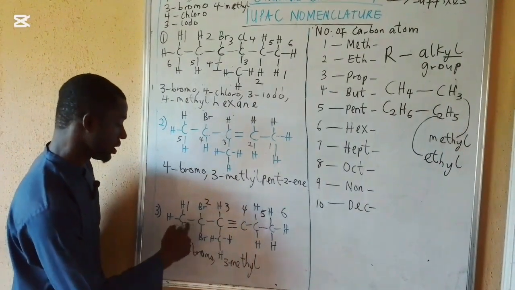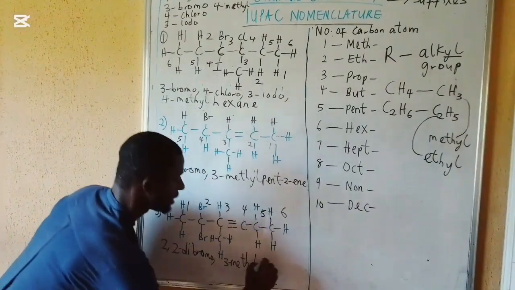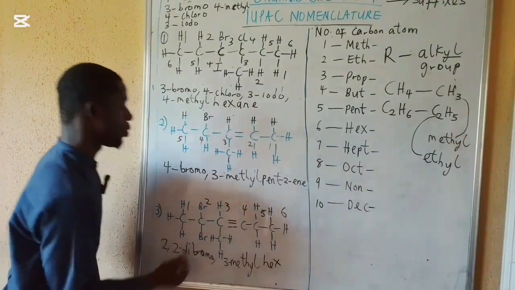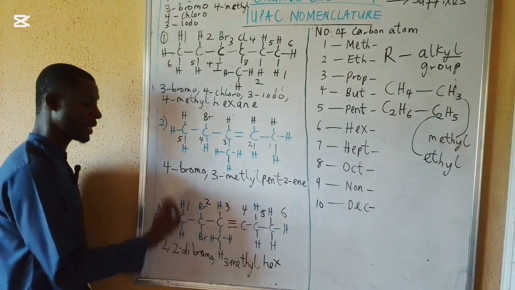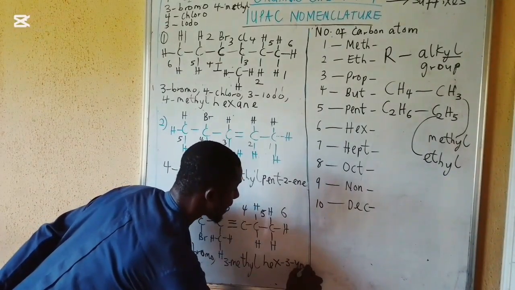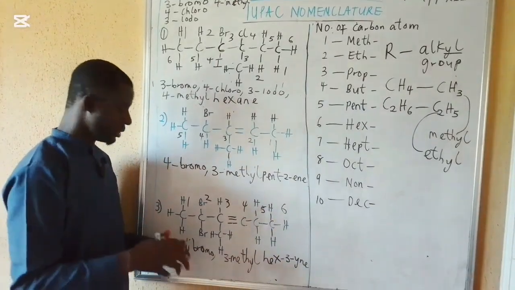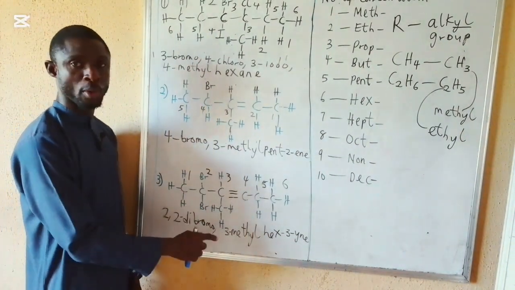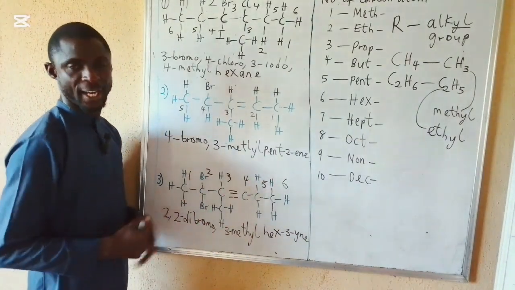My root is hex, 1, 2, 3, 4, 5, 6. Then I'm going to show where my functional group is attached. It's attached to carbon number 3. Hex-3-yne. So the correct naming of this structure is 2,2-dibromo-3-methylhex-3-yne.